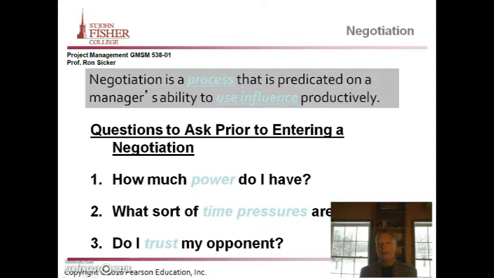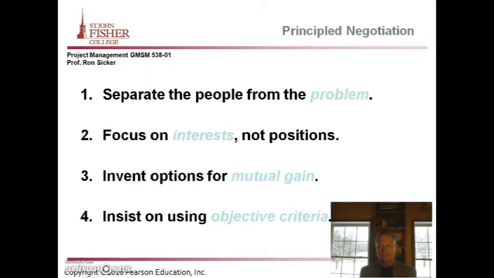So when negotiating, a project manager oftentimes has to say, how much power do I have? In some cases, I have ultimate power and I can just say, you must do that. Now, that's not a good thing, but sometimes it is a thing. And the other thing that a project manager needs to understand is what type of time pressures are there. The closer the time pressure is, the more the negotiation has to be done more quickly, and the more power the project manager can influence. And then finally, there's got to be a level of trust in the negotiation.